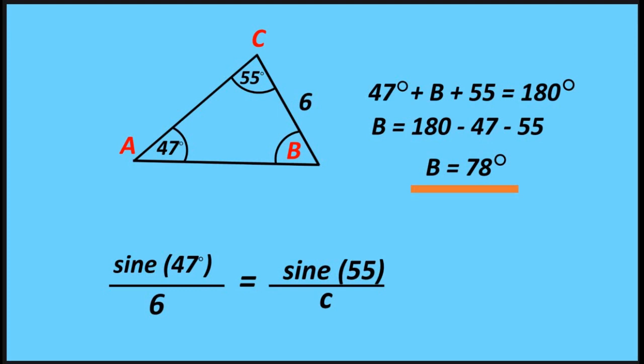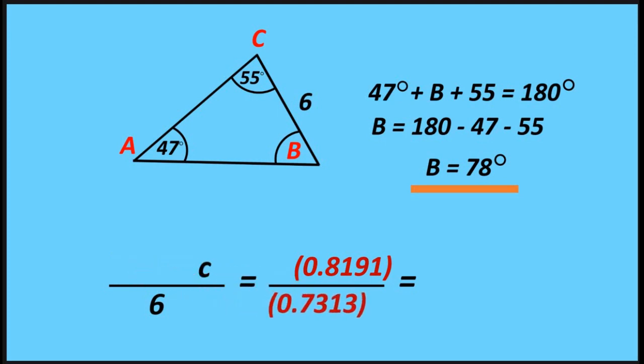Now the sine of 47 degrees is 0.7313, roughly, and the sine of 55 degrees is 0.8191. Cross-multiplying to bring our unknown over to the left side and our known values over to the right side, and solving for c, we get 6.71.